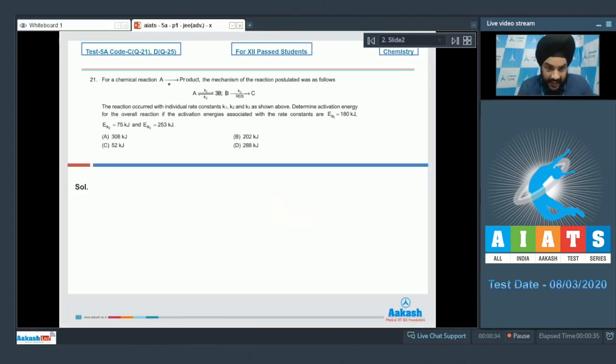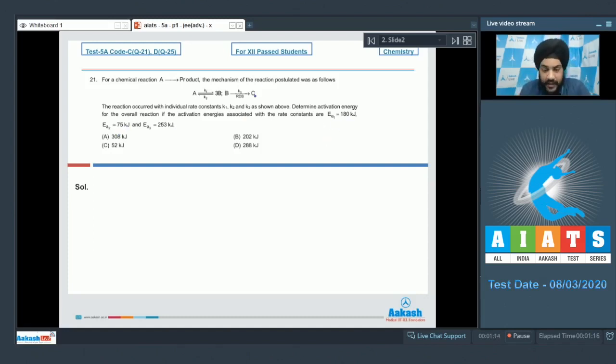For a chemical reaction A converting into product, the mechanism of the reaction postulated was as follows. So the reaction mechanism has been given to us. It is further given that the reaction occurred with individual rate constants K1, K2 and K3 as shown above. Determine the activation energy for the overall reaction if the activation energies associated with the rate constants are EA1 equal to 180 kJ, EA2 equal to 75 kJ and EA3 equal to 253 kJ.